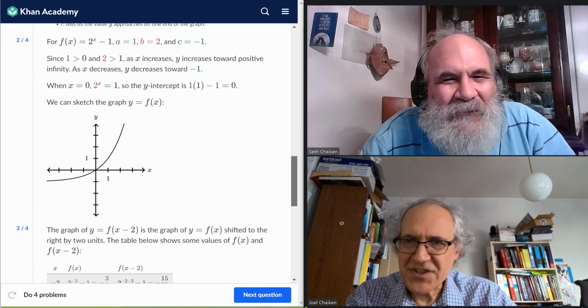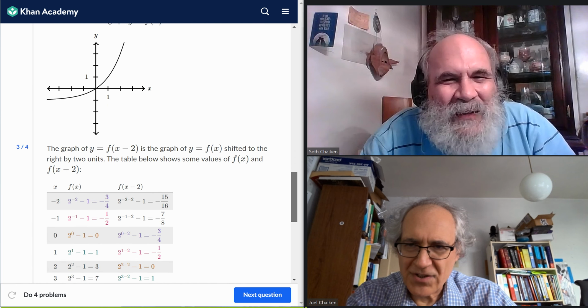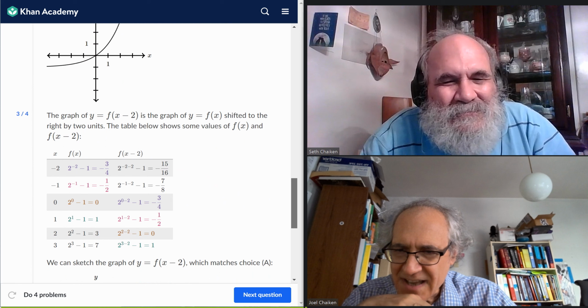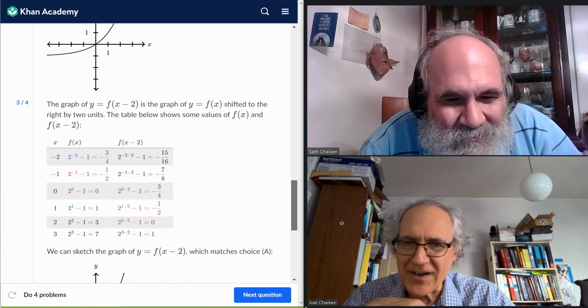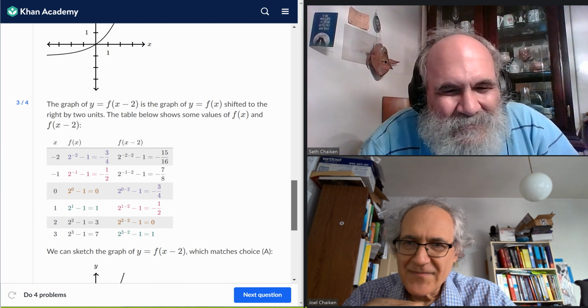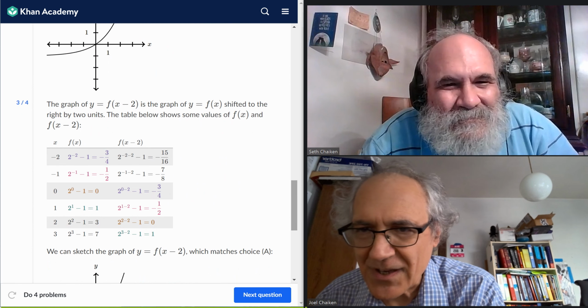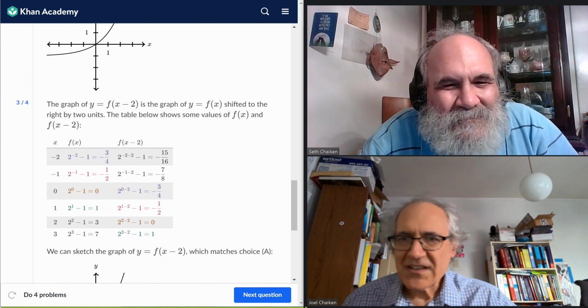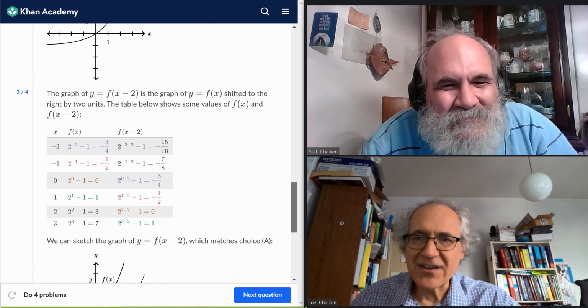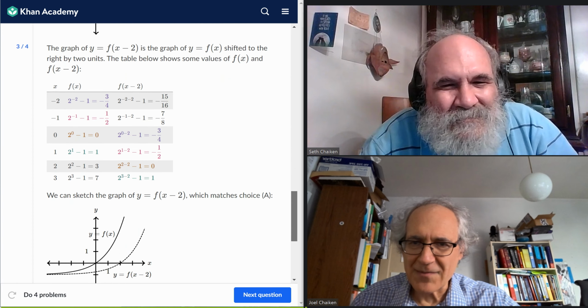Let's just skip part 2 for a second. Let's just cheat and look at part 3. I'm like, what is this? A table? Are you kidding me? Is anyone seriously going to do a table like that on the SAT? Anyway, in part 3, question 3, they say the graph is shifted to the right by 2 units. The table modality is really not necessary in this problem.